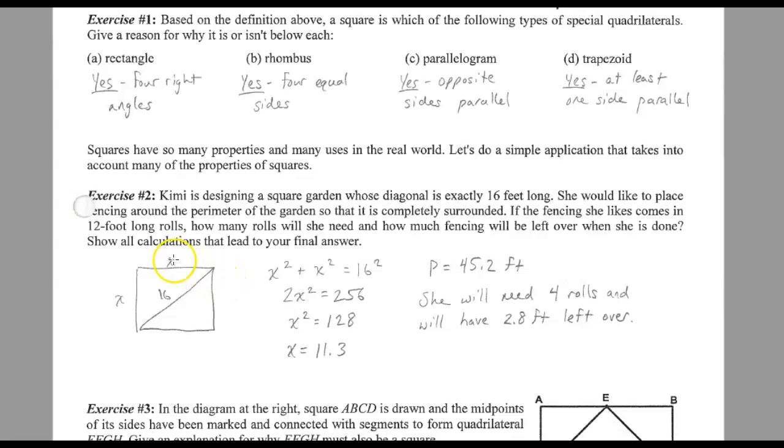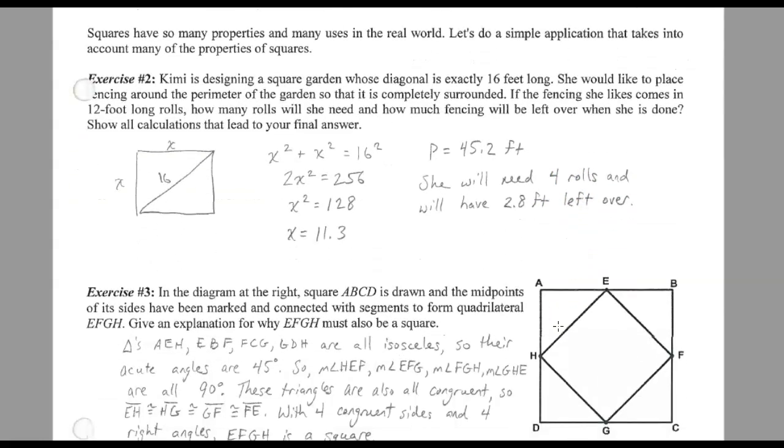That's just one side length though, so the perimeter is going to be 4 of those sides, and if we need to buy this in 12-foot long rolls, we're going to need 4 complete rolls. There will be 2.8 feet left over. So that is our first calculation.